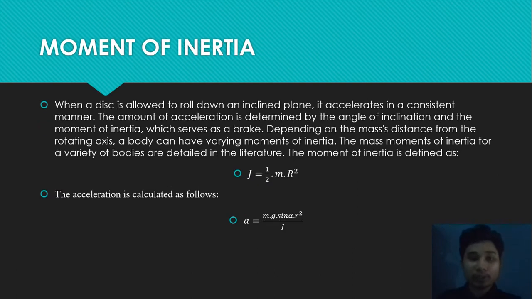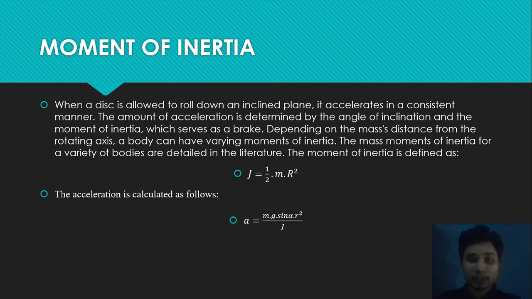The moment of inertia: when a disk is allowed to roll down an inclined plane, it accelerates in a consistent manner. The amount of acceleration is determined by the angle of inclination and the moment of inertia, which serves as a brake depending on the mass distance from the rotating axis. A body can have varying moments of inertia. The mass moment of inertia for a variety of bodies is detailed in the literature.